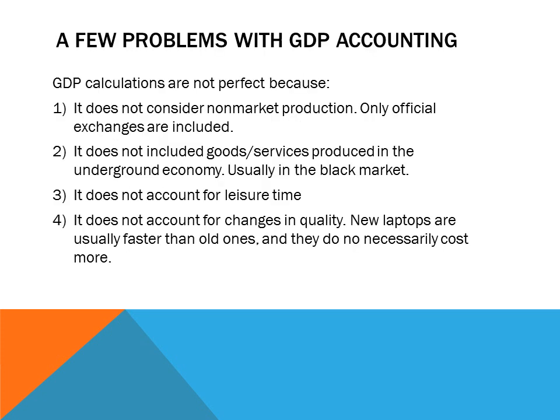Although GDP accounting is very useful and it's a nice measure used by economists, there are a few problems with GDP accounting. First of all, GDP calculations are not perfect because it does not consider non-market production. Only official exchanges are included. So if your spouse cooks a meal for you within the household, the value of the meal that was created is not included in GDP because there was no official market transaction. Number two, it does not include goods and services produced in the underground economy. This usually occurs in a black market.